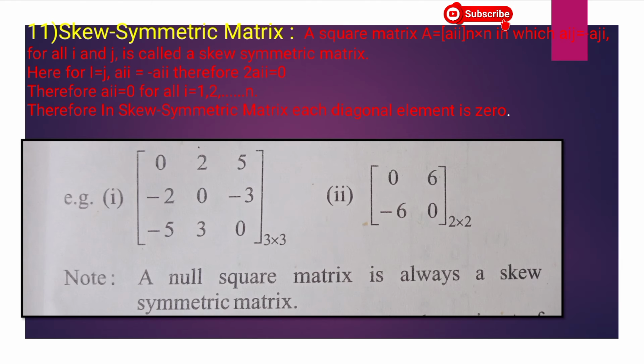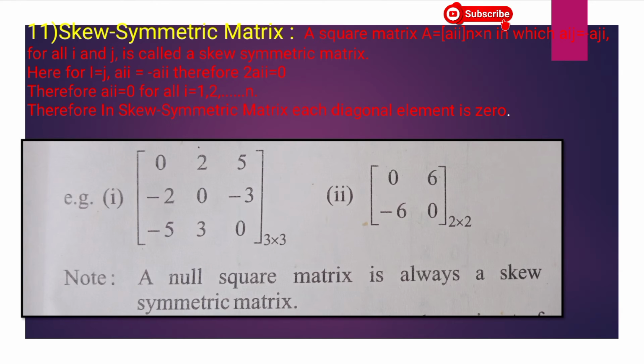Type 11, skew symmetric matrix. A square matrix A equal to [aij] n cross n in which aij is equal to minus aji for all i and j is called a skew symmetric matrix. Here, for i equal to j, aii is equal to minus aii, therefore twice aii is equal to 0, therefore aii is equal to 0 for all i equal to 1, 2, dot dot dot n. Therefore, in a skew symmetric matrix, each diagonal element is 0.